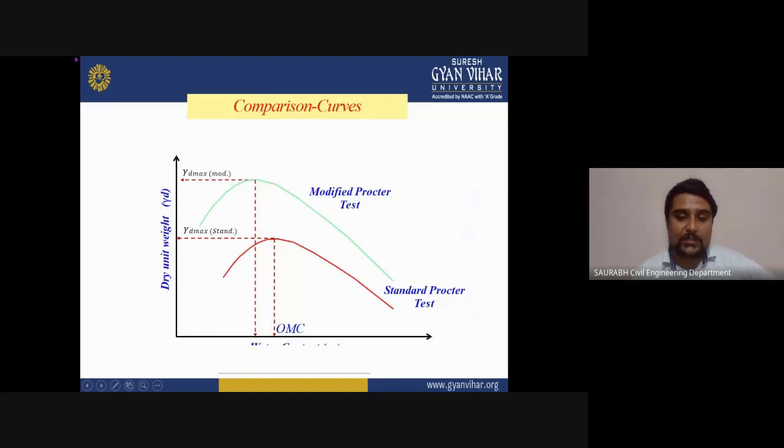Now this is the compaction curve, and it is also a comparison curve between the dry density which we got by the standard Proctor test, and the second one showing the dry density which we got by the modified Proctor test, as you can see here.